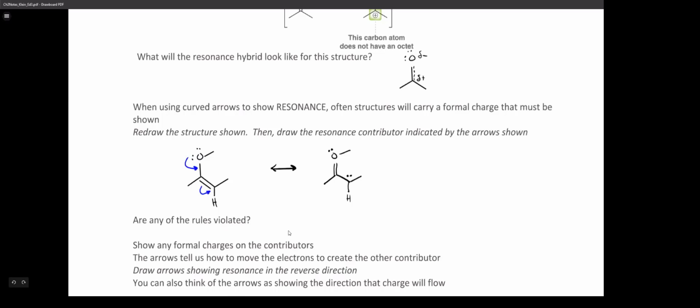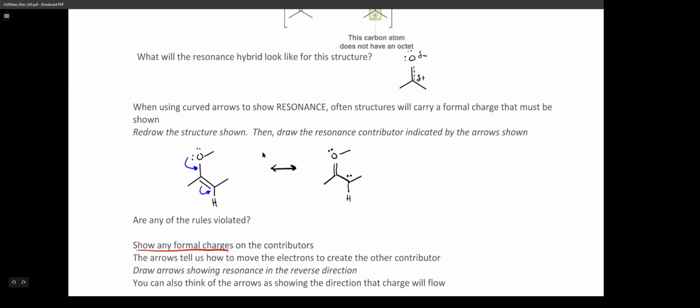What else do you still need to do? You must show formal charges. So if everything was neutral here, oh, and this is also important, the total charge here is 0, so the total charge here must be 0. If this was -1, this would be -1. The total charge always stays the same.